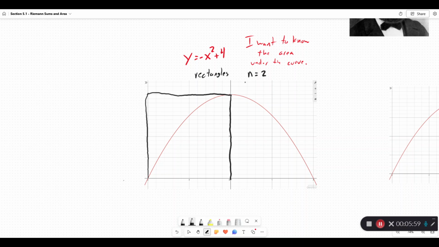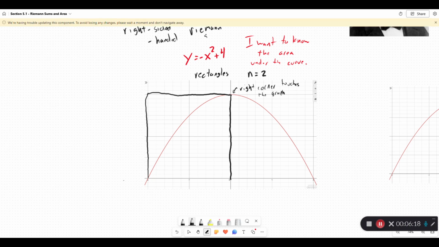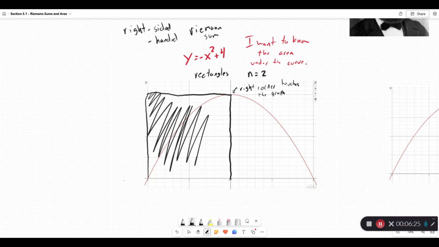And notice the right corner touches the graph. This is sometimes called a right-sided or right-handed Riemann sum. And we'll talk later about what a left-handed one would look like. So here's my first rectangle. We'll take all this area. Now, do I know the area of a rectangle?